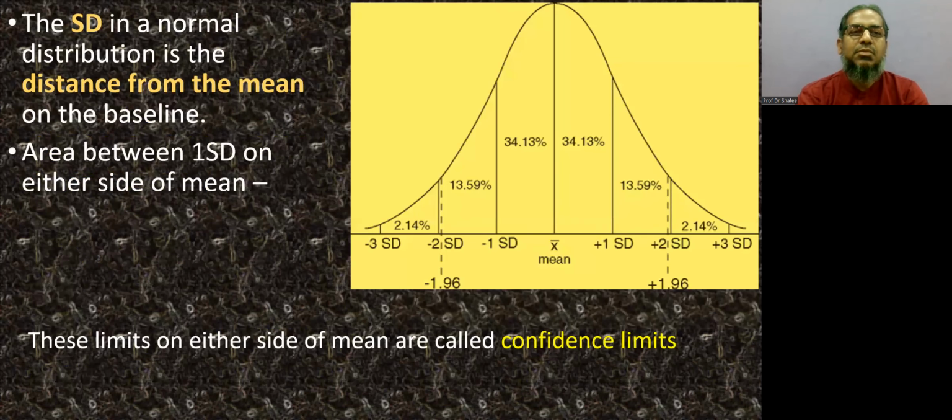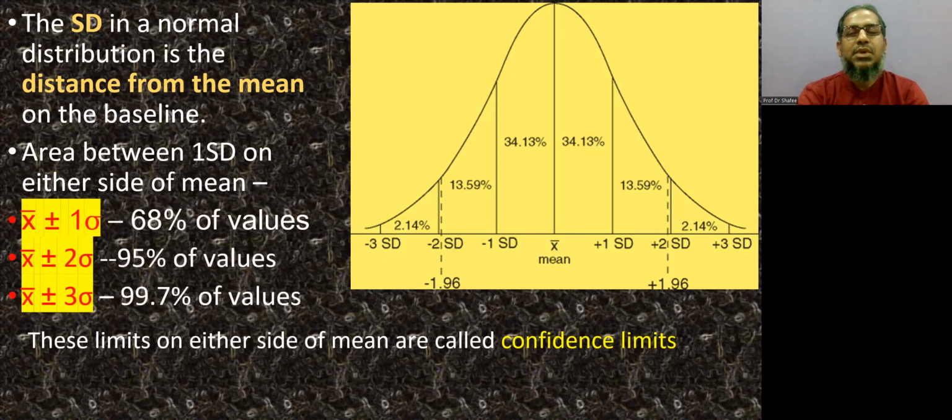Now the standard deviation in a normal distribution is the distance from the mean on the baseline. Here you can see in this figure the mean x bar, and the deviation from the mean on either side is +1 standard deviation, +2 standard deviation, and +3. Likewise, on the opposite side, -1 standard deviation, -2 standard deviation, and -3 standard deviation. Why are these +1, +2, +3, -1, -2, -3 considered? Because a certain percentage of values will fall in this range.